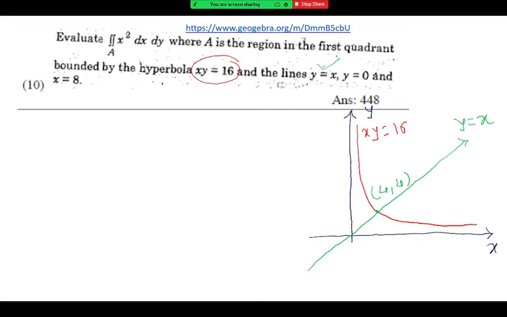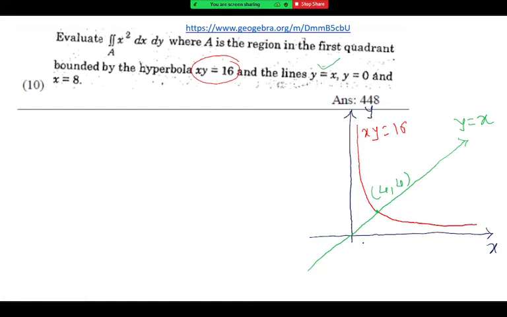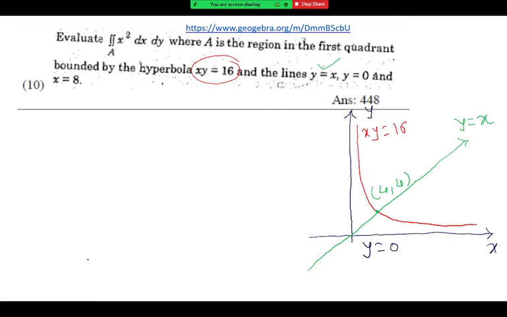Now y equal to 0. y equal to 0 is which curve? Yes, it's the x-axis only. So this is y equal to 0. That is the x-axis. Next, we want the last one, x equal to 8. Where should we draw? It's a straight line parallel to the y-axis. Very good. Straight line parallel to the y-axis only.